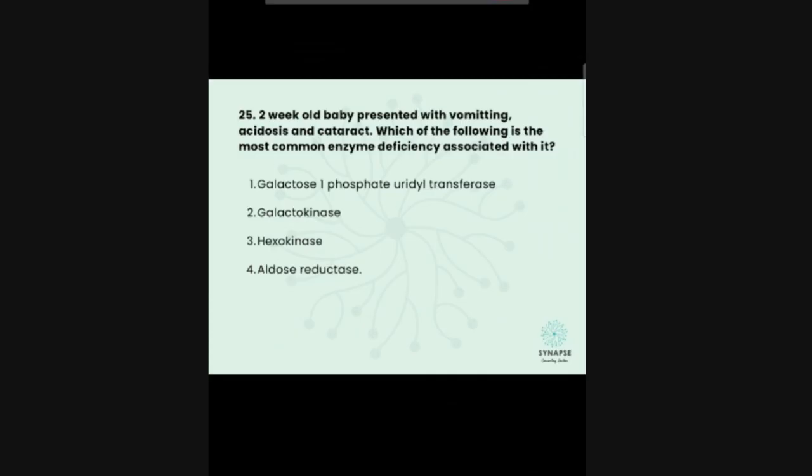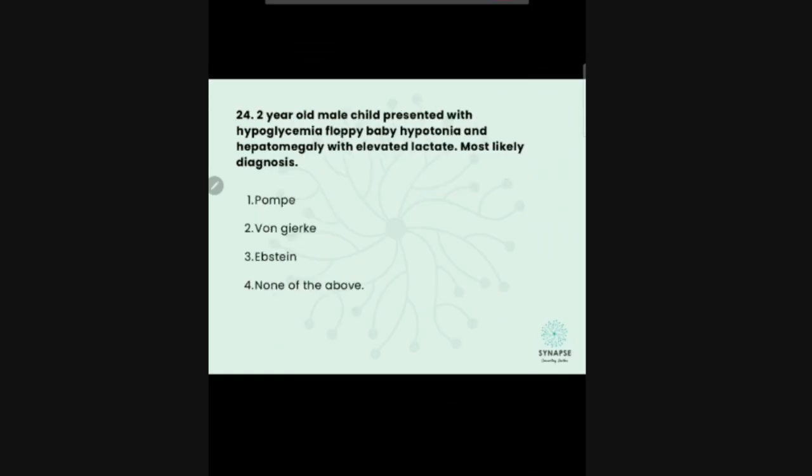What will you think of? Galactosemia. Already we saw a question with galactosemia, where the most common organism causing sepsis is E. coli. In galactosemia there are many pathways and many enzyme deficiencies. The classical galactosemia defect is galactose 1-phosphate uridyl transferase. The other enzyme, galactokinase, is involved to a lesser extent. Hexokinase and aldose reductase don't come here. The history correlates with galactosemia, and the enzyme is galactose 1-phosphate uridyl transferase.